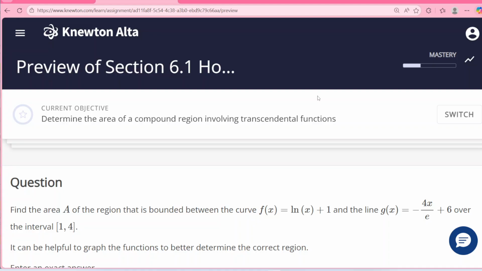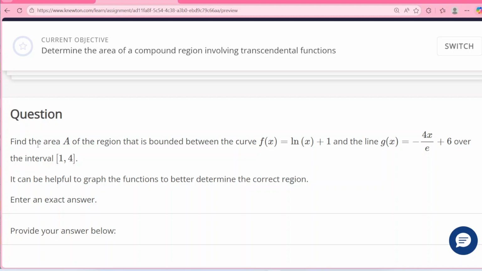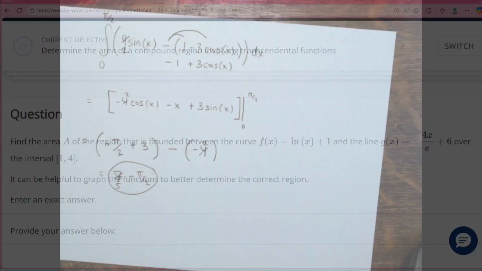The problem. Okay. All right, so here, find the area A of the region that is bounded between the curve f of x equals the natural log of x plus 1, and the line g of x equals negative 4x over e plus 6 over the interval from 1 to 4. So watch. All right, so I'll graph this as best I can by hand. We'll look at it in Desmos.